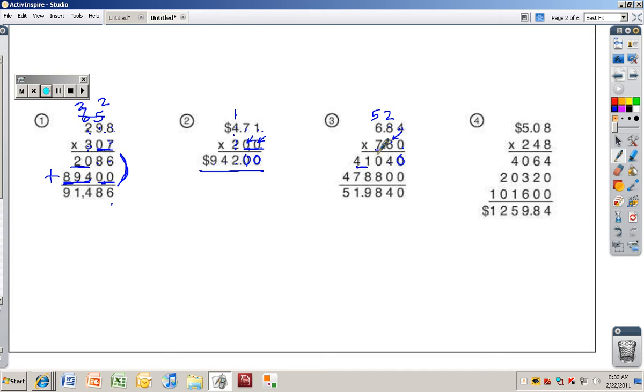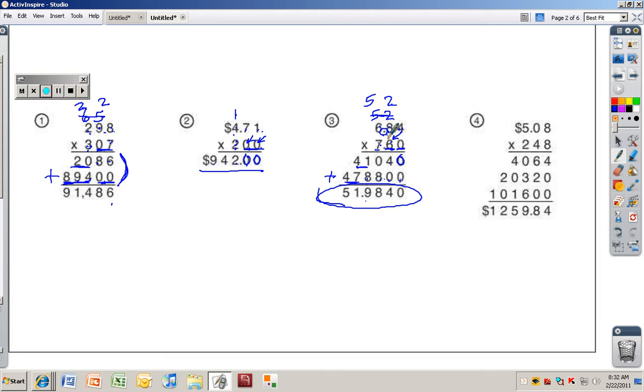Then we go to multiplying by the 7, and so we need the 2 placeholders for these two numbers right here, 0 and 0. 4 times 7 is 28, carry the 2. 8 times 7 is 56, plus 2 is 58, carry the 5. 6 times 7 is 42, plus 5 is 47, and then we add these numbers together, get the answer right here. And notice that they put the decimal point in.